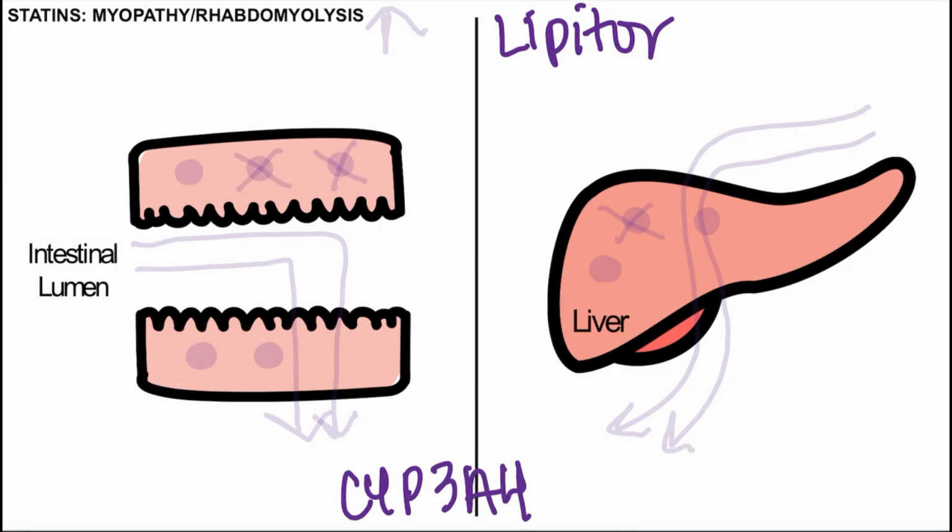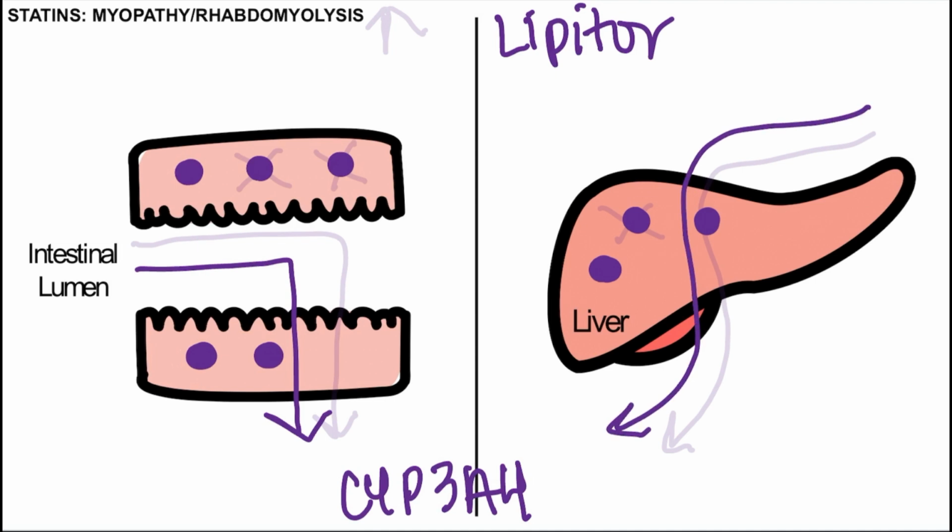CYP3A4 is an incredibly important enzyme in the body, and it's responsible for the metabolism of a number of drugs and is highly expressed in the intestinal wall as well as in the liver. So in the case of atorvastatin, CYP3A4 is responsible for its metabolism and eventual removal of atorvastatin from the body. So in the intestinal lumen, CYP3A4 influences how much atorvastatin after oral administration makes it into the bloodstream following absorption. And in the liver, CYP3A4 influences how much and how long the atorvastatin sticks around in the body.